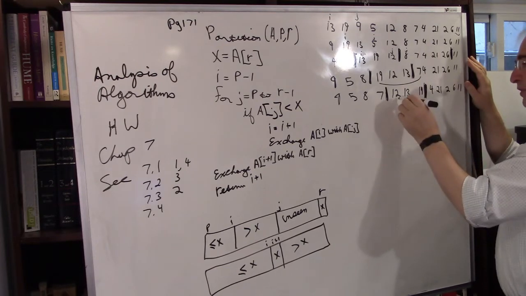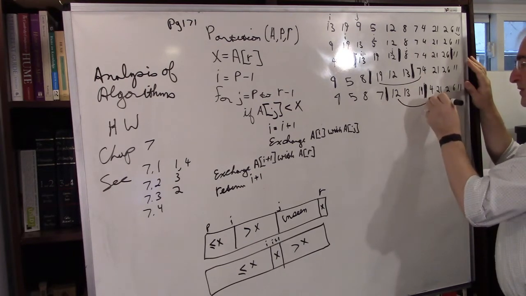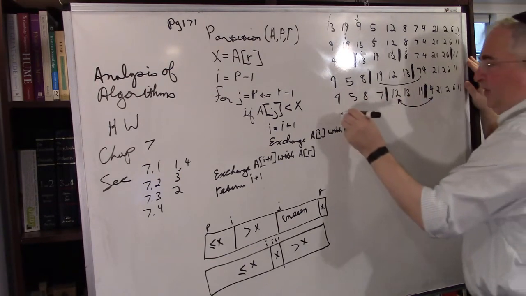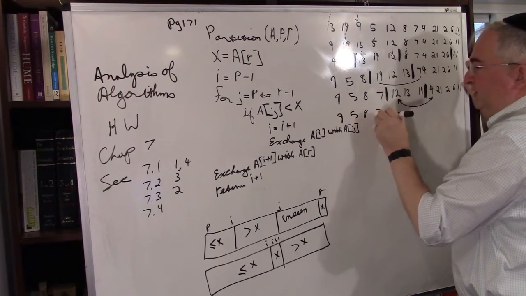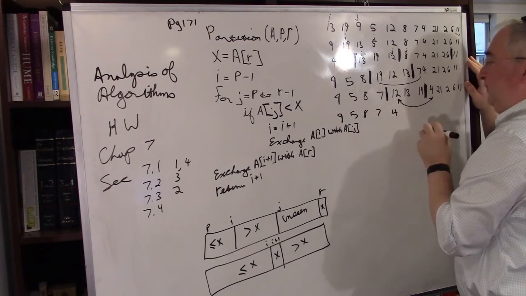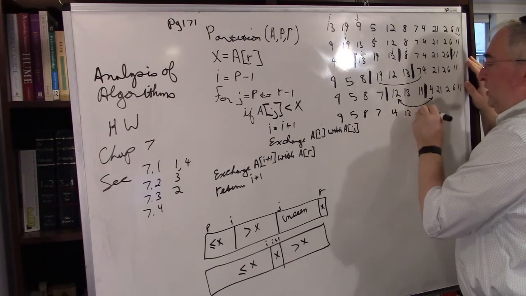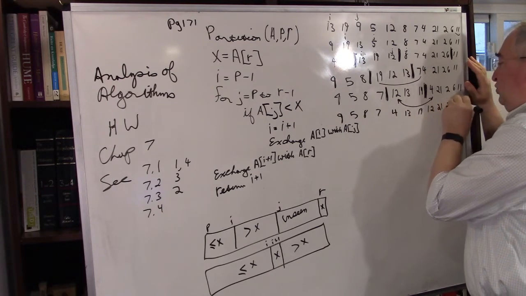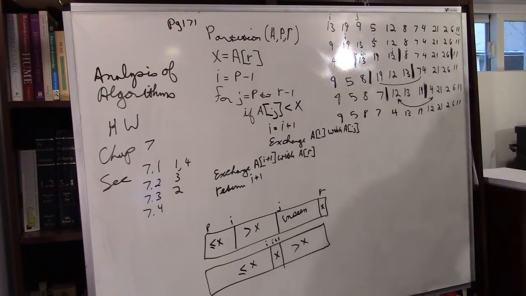Okay, let's go further. We're going to swap this and this, because 4 has to go with that side. So it's going to be 9, 5, 8, 7, 4, 13, 19, 12, 21, 2, 6, and 11. Just check my notes. 9, 5, 8, 7, 4. Okay, looks like we're doing it right.